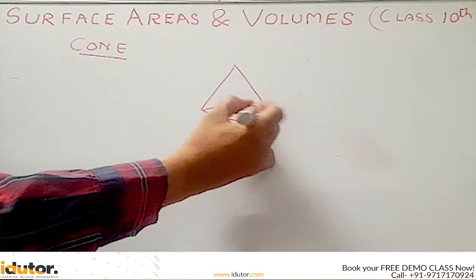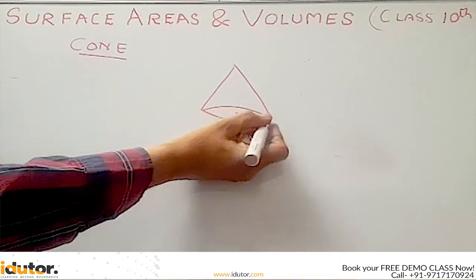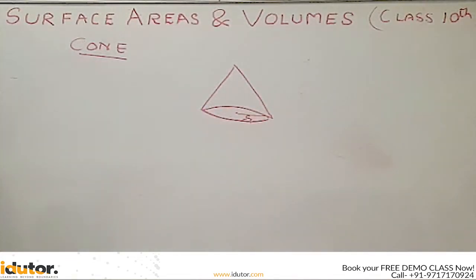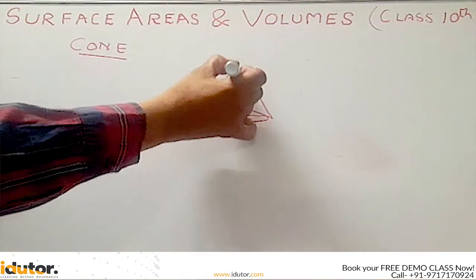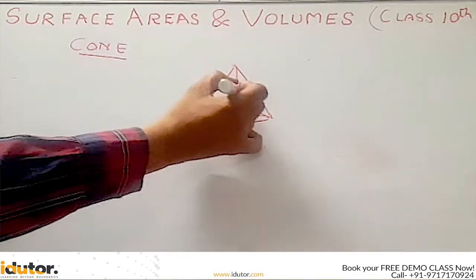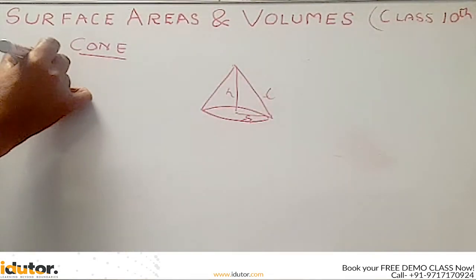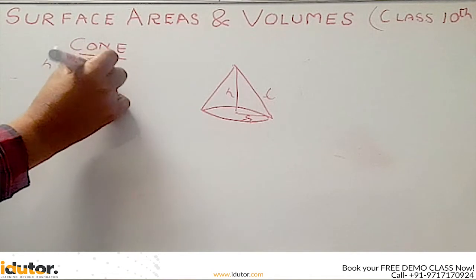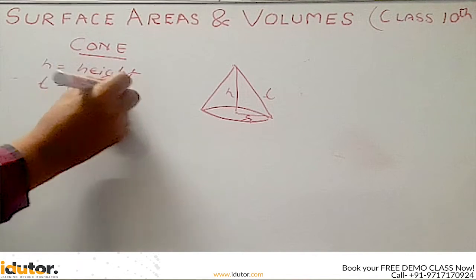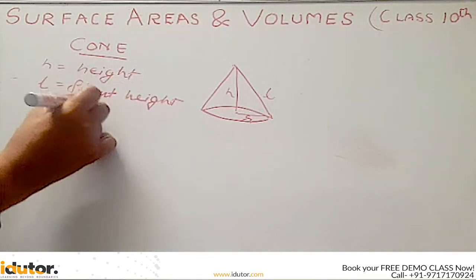We also know that this is the radius because this is a circle, and circle has got half part. From the center till the end part, we have got the radius. We also have this perpendicular, we can say, the height h, and this is the slant height. So we can say h is the height, and L is the slant height, and R is the radius.